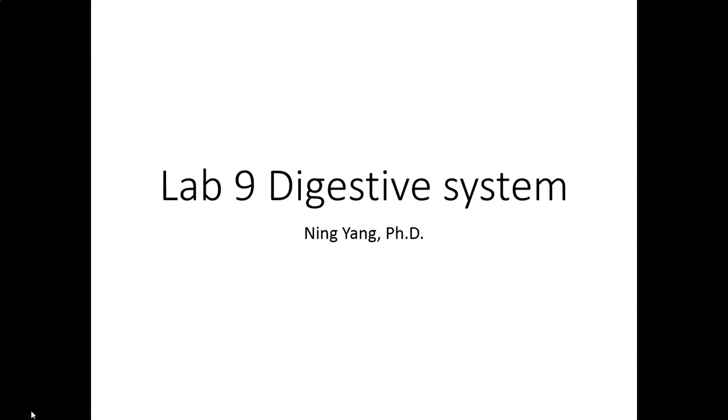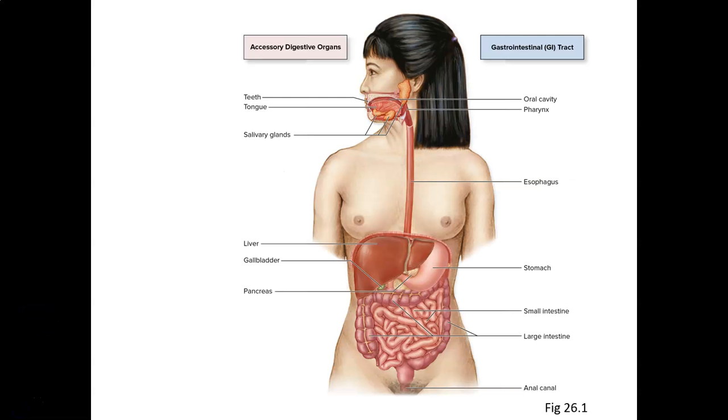This video is for Lab 9, Digestive System. This is the overview of the makeup of the digestive system. It is composed of both the GI tract and the accessory digestive organs.